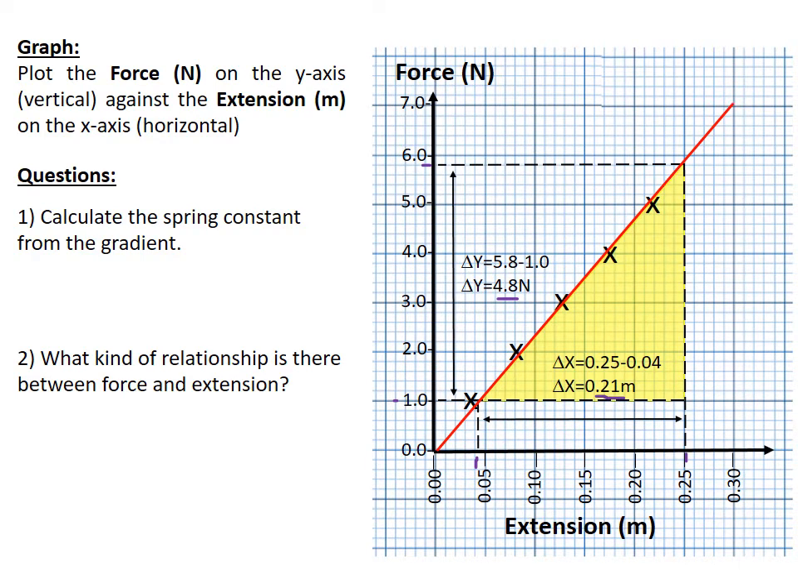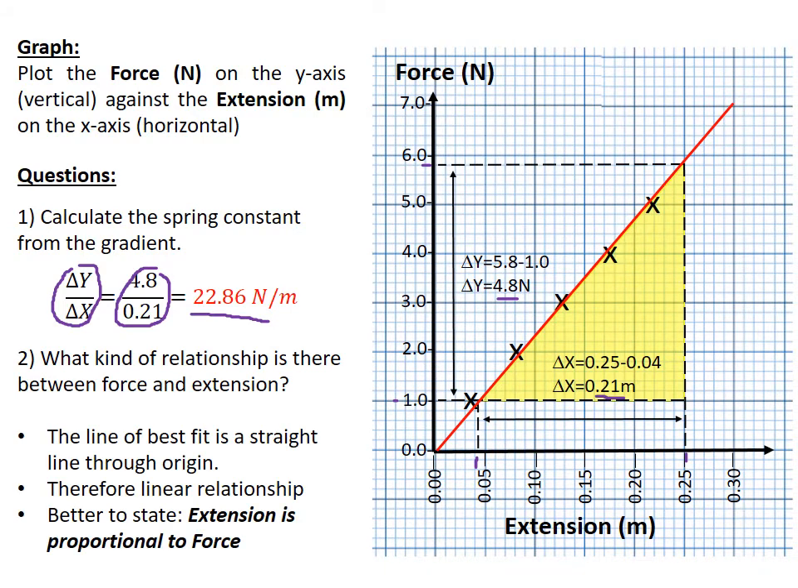To get the gradient, we need to divide those two things. So we're going to have delta y divided by delta x, which is 4.8 divided by 0.21, and the answer we get is 22.86 newtons per meter, and that is equal to the spring constant.